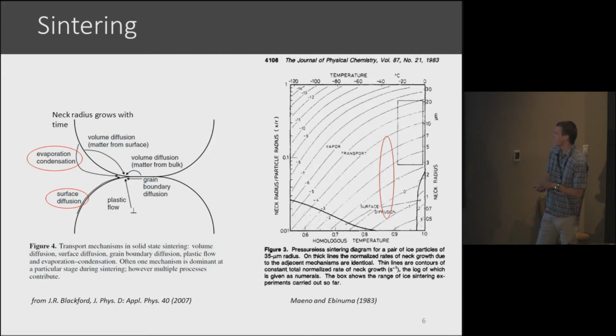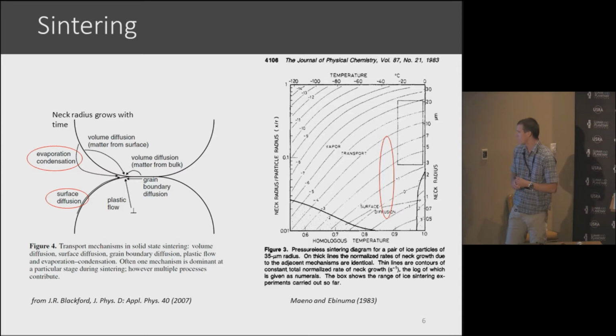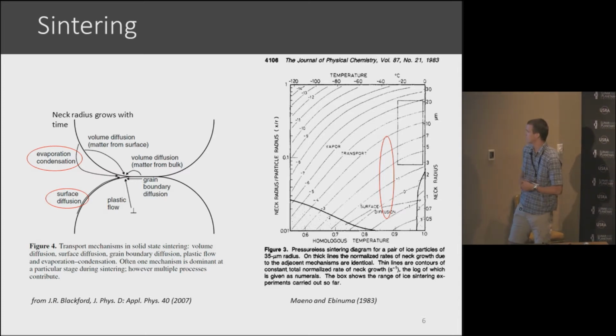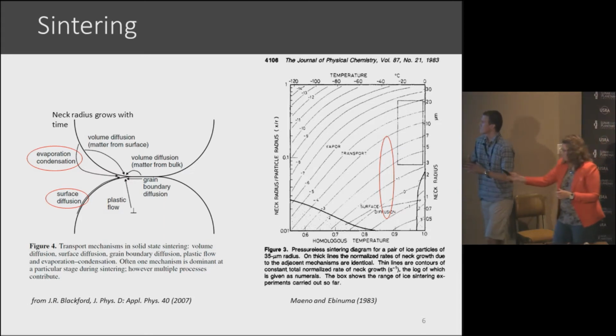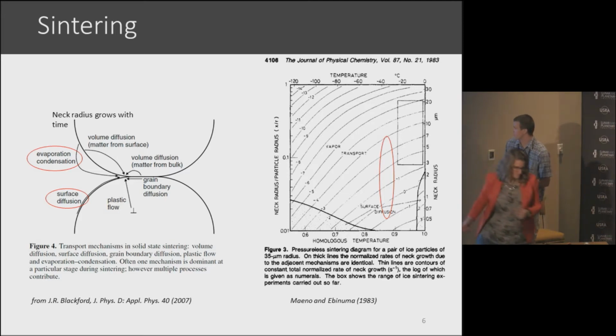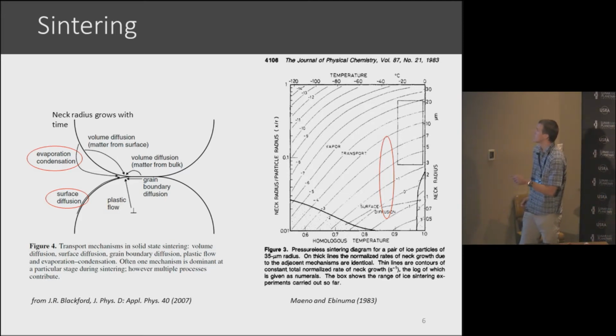There is quite little data about quantification of these sintering processes. There is some older data, for example from Maeno and Ebinuma from 1983, where they did some work, and the red ellipse here shows the regime where we did our lab experiments in Bern. It's quite a narrow stripe in terms of temperature because we were restricted by the instrumentation. And the so-called neck radius is the radius of the connecting part compared to the radius of the particle.